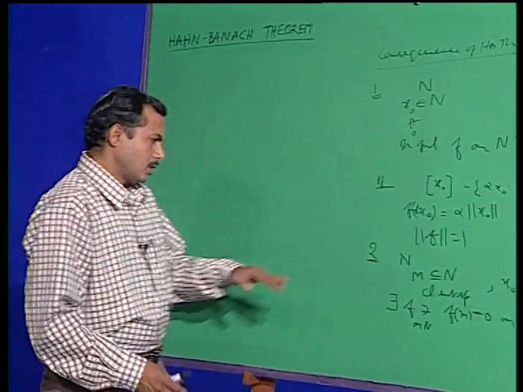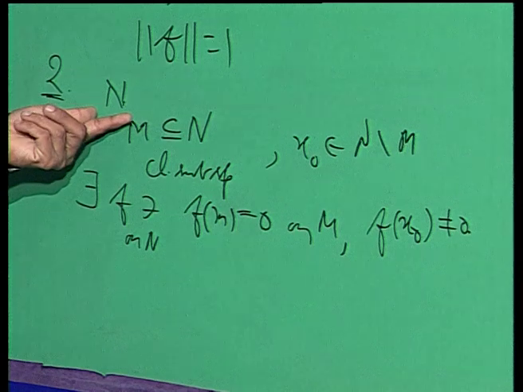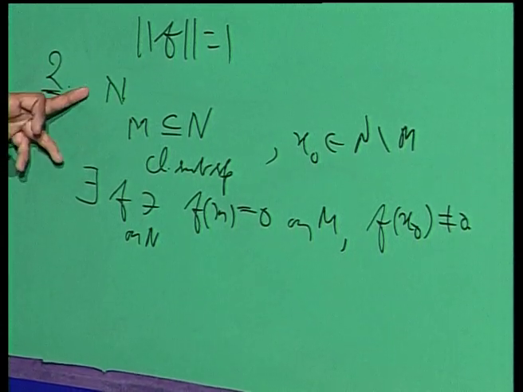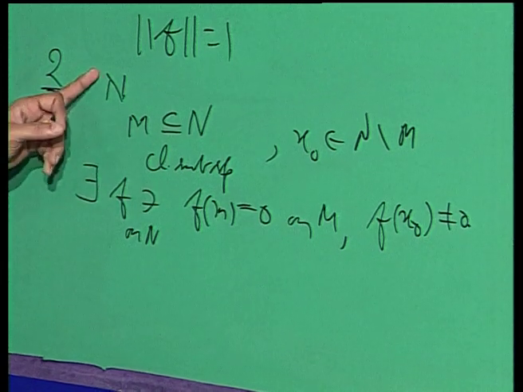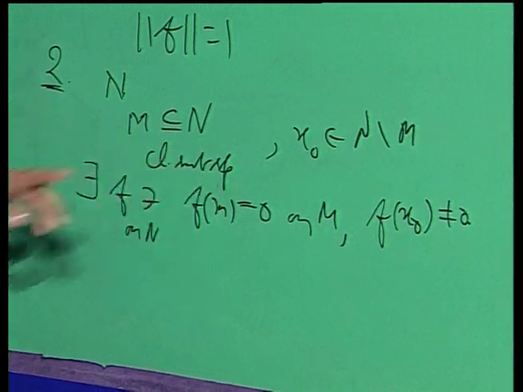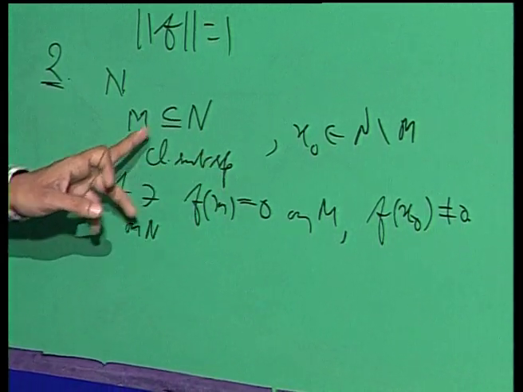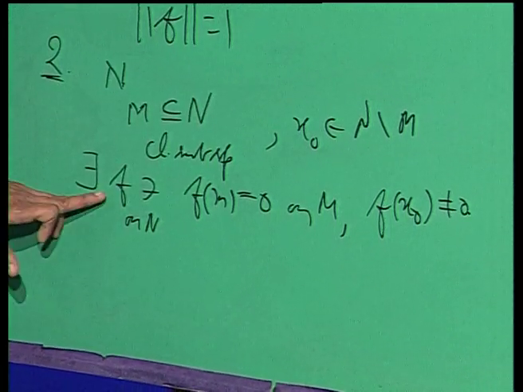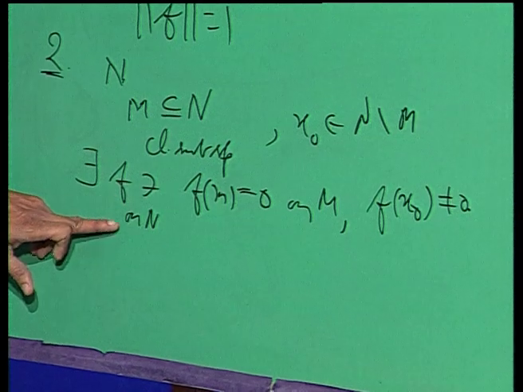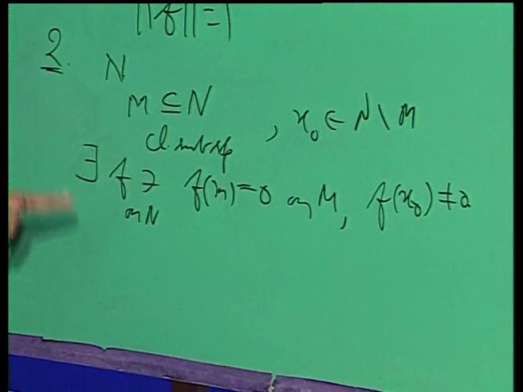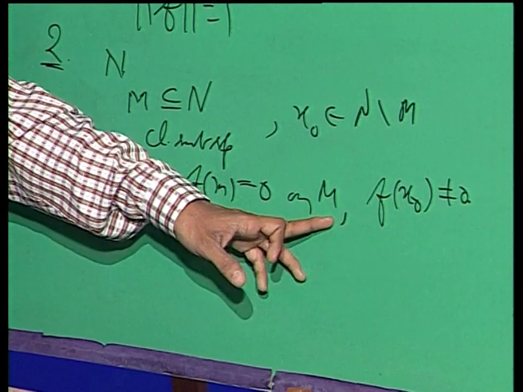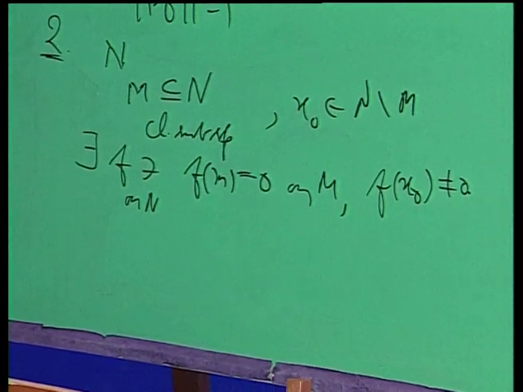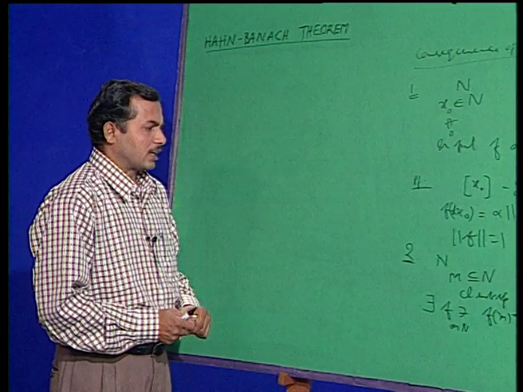That is, we have the normed linear space N over the set of real numbers or complex numbers, and M is a closed subspace of the whole space N, and x naught is coming from the complement of M. Then we can find a linear functional f on the whole space N such that f of m is 0 on the set M and f of x naught is non-zero. To do this we use the canonical map.